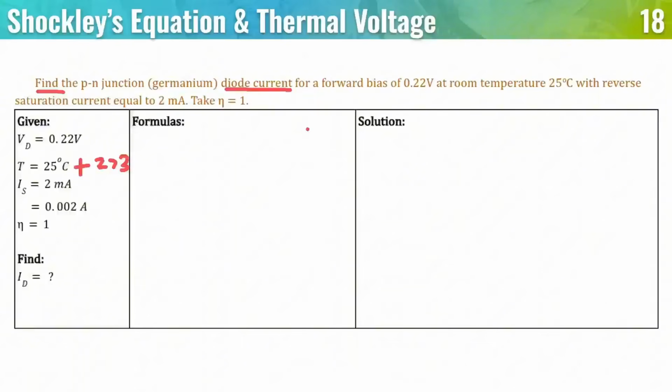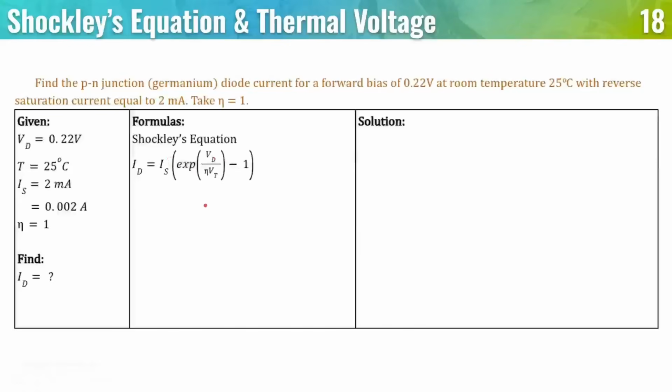Another important note I forgot to mention, I'm going to be using plus 273 because that is what our instructor specified. So if you are more accustomed to using 273.15 for the conversion to Kelvin, that's also fine. It will just cause a minor variation.